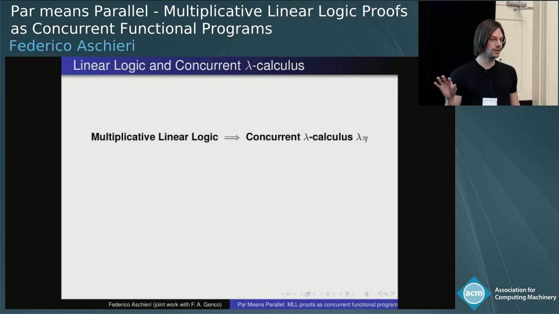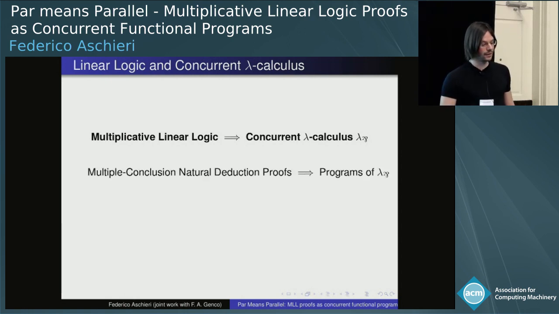Multiplicative linear logic can be seen as a concurrent lambda calculus, so a natural type system for a concurrent lambda calculus that we call lambda par. And so what is multiplicative linear logic? Well, if you know it, it's okay, you already know it. If you don't know it, it's just a subsystem of classical logic in which you have some restriction on the reasoning, but is more or less ordinary logic. So it's natural and it's very well studied.